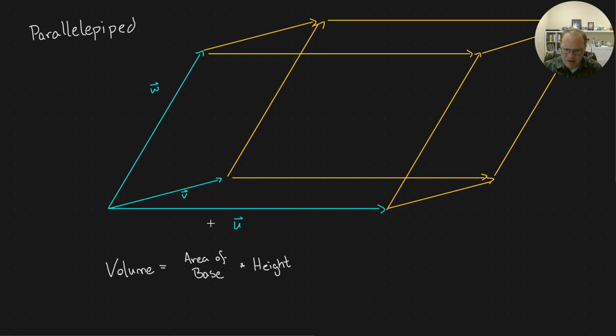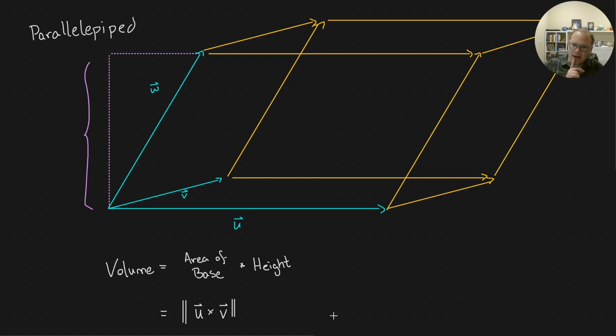All right? Well, the area of the base of a parallelepiped is a parallelogram. It's a parallelogram determined by u and v. And we know how to find the area of a parallelogram. It's just going to be the norm of the cross product of those two vectors. Okay? Now what about the height? Okay? Let me draw the height over here. So we want to find out how far we need to go that high. All right? So we want this length here.